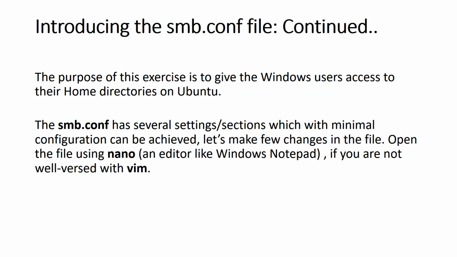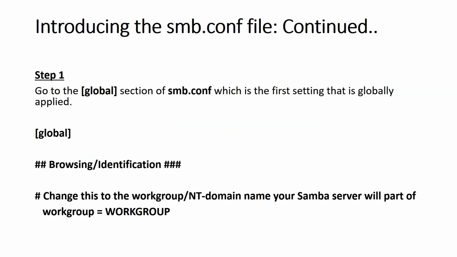The smb.conf file has several settings or sections with which minimal configuration can be achieved. Let's make a few changes in the file. Open the file using Nano, an editor like Windows Notepad, if you are not well versed with Vim. Step 1. Go to the global section of smb.conf, which is the first setting that is globally applied.